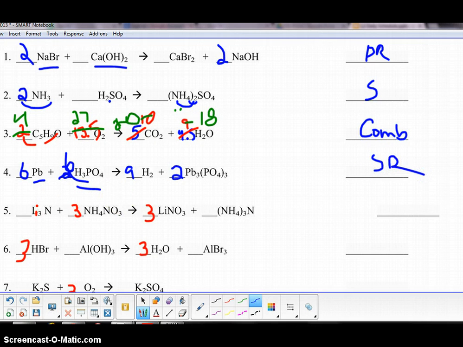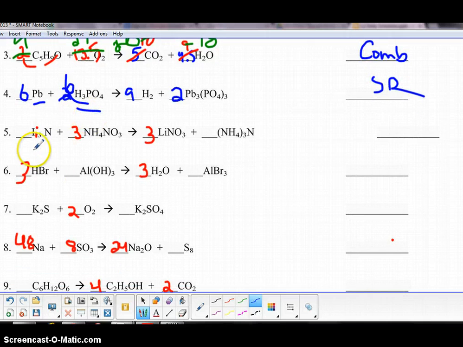Okay, number 5. I don't know if you saw how this would balance out. Mine has a typo. Yours does not. It should be Li. Should I save it at the end? The answer there was nitrogen. It shows up a lot. So let's save nitrogen at the end. So I have 3 lithiums. I put a 3 here.